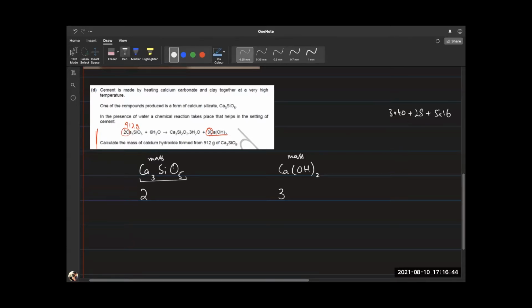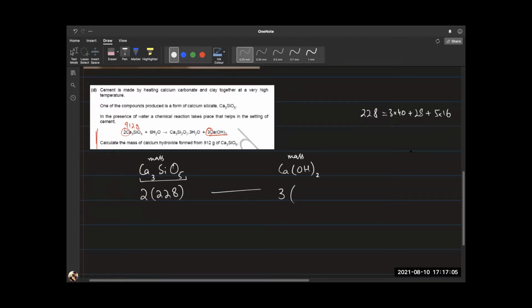So 5 times 16, that comes out to be 80. So 120 plus 28 plus 80 is 228. So the mass of 1 mole is 228 gram. So 2 moles ka 228 times 2 ho jayega. And the ratio tells us that 2 moles makes 3 of this.